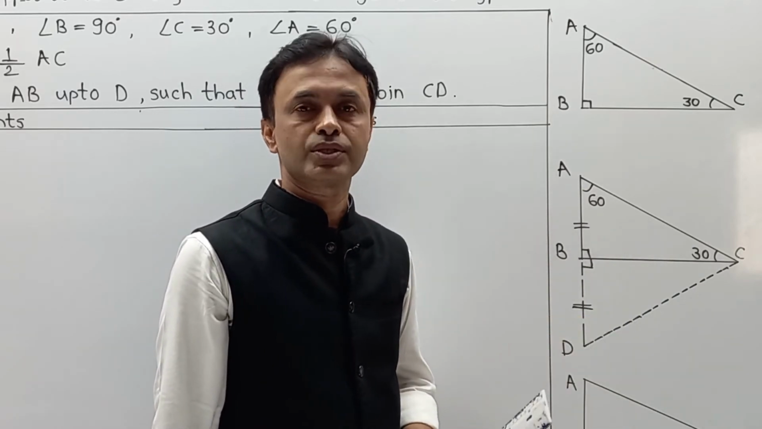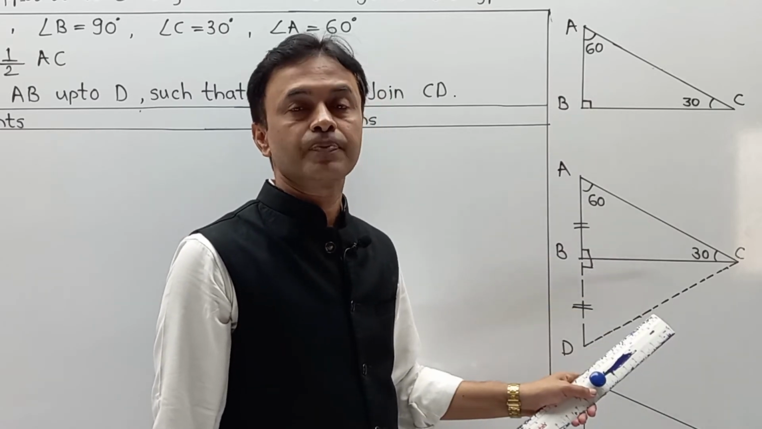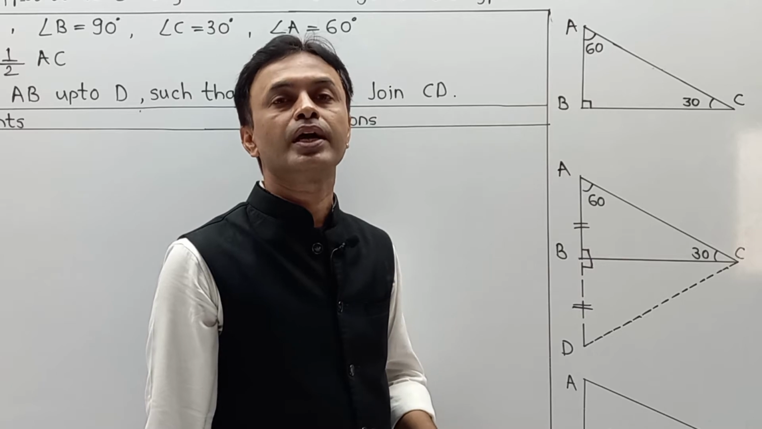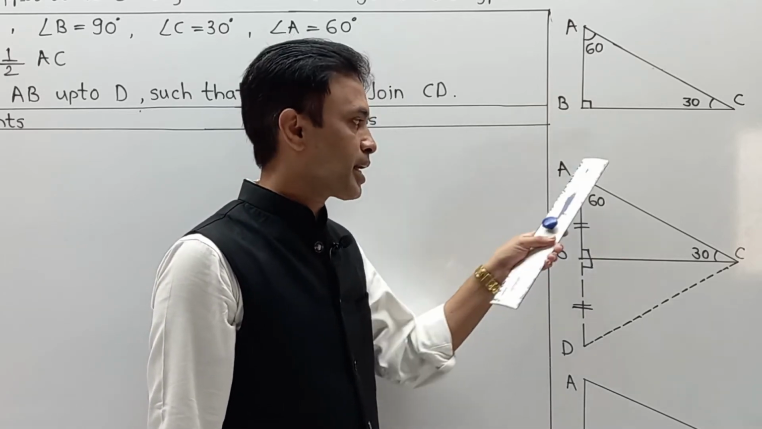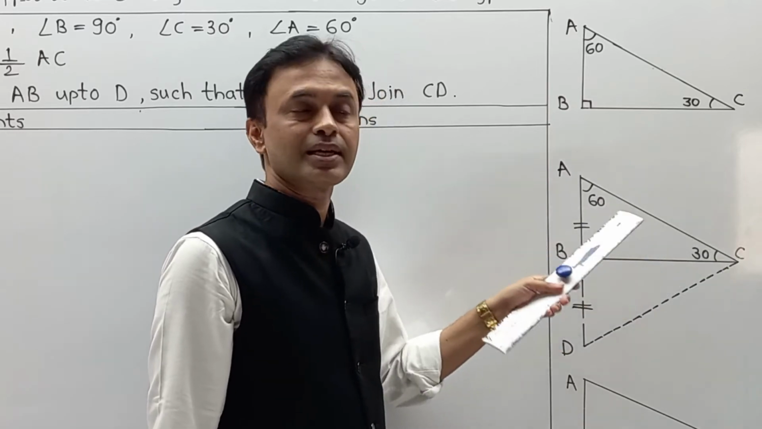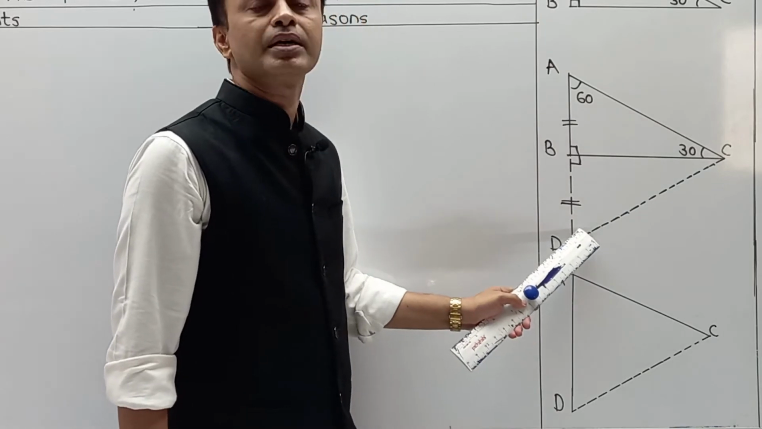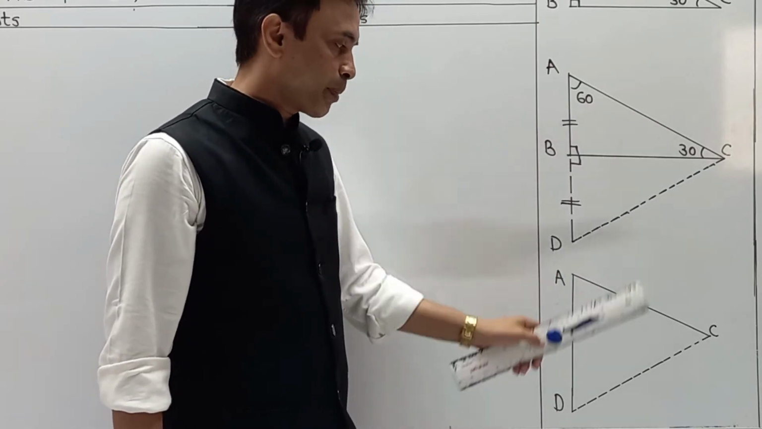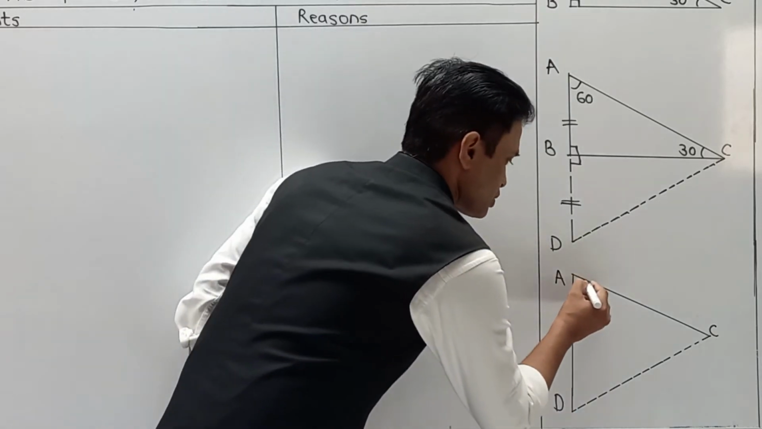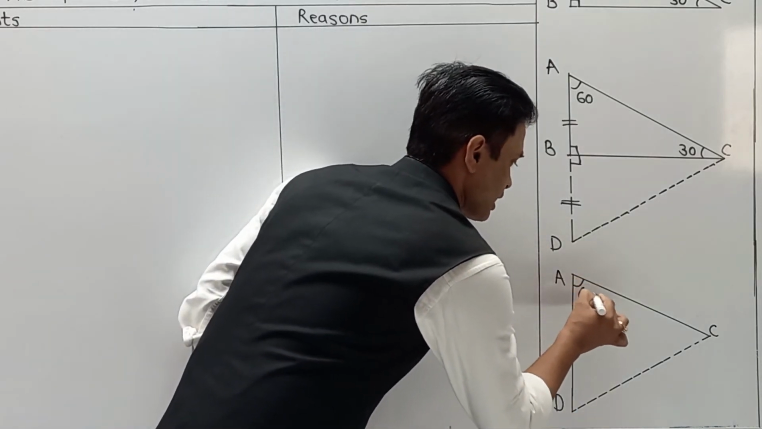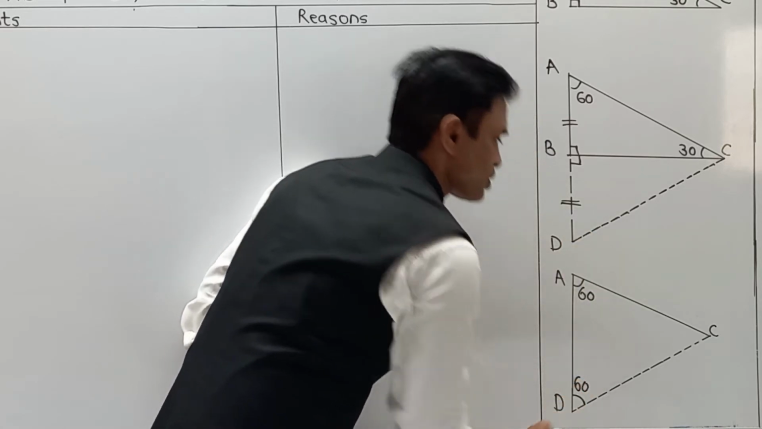test of congruency. When two triangles are congruent, their respective sides and respective angles must be congruent. In that case, we can say that angle BAC, which is 60, is exactly equal to angle BDC. Naturally, this angle D becomes 60 degrees. Writing that part over here. So your angle A is 60, and automatically your angle D also becomes 60.